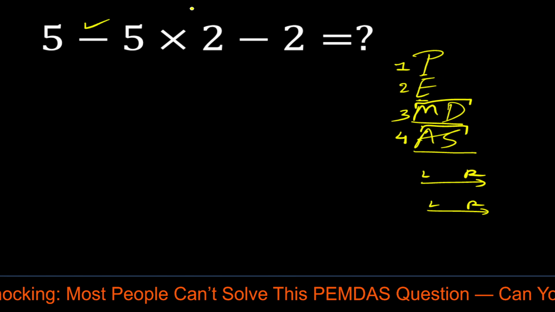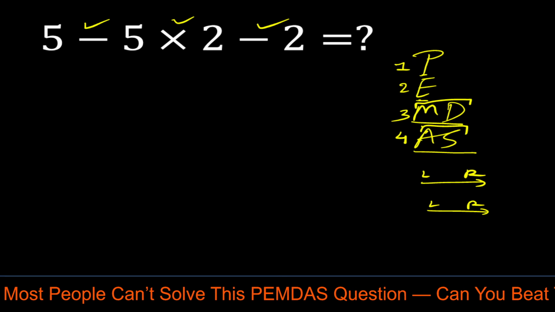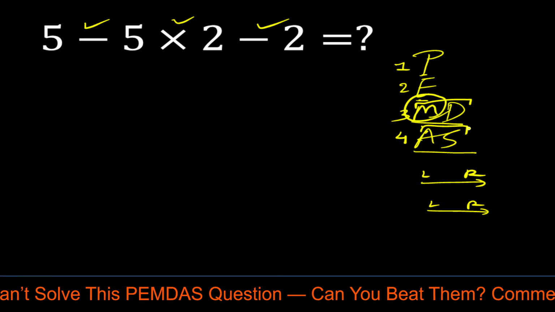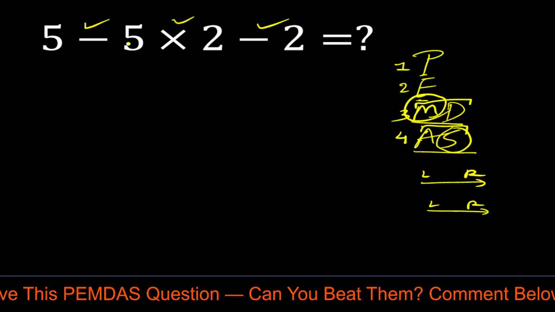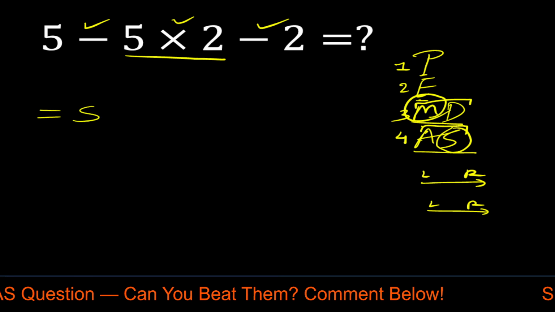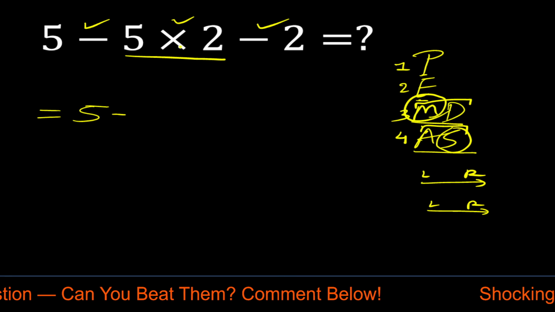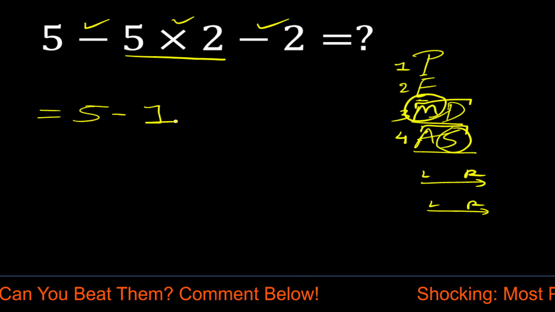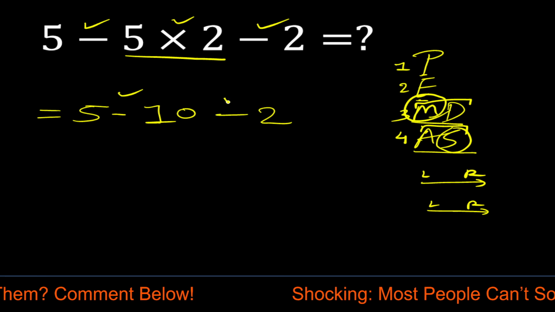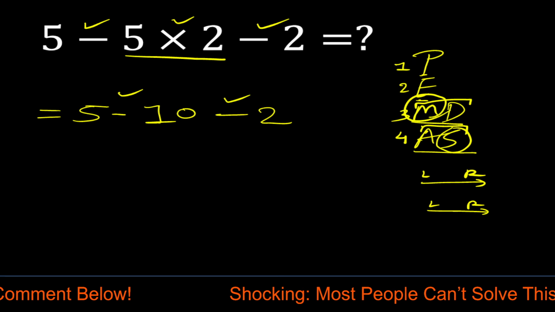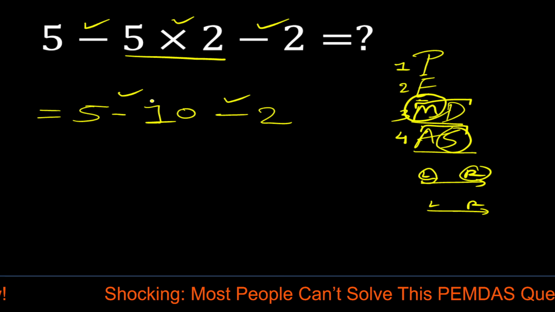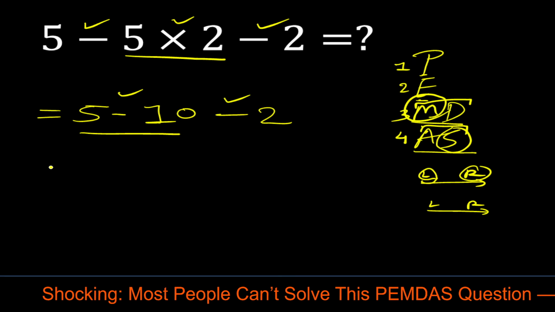So in this question, here we have subtraction, here multiplication, and here subtraction, right? So according to the PEMDAS rule, first we have to solve multiplication, then we have to solve subtraction, right? So first we have to solve this multiplication. So 5 minus, now solve this multiplication, 5 times 2 is equal to 10, minus 2. Now here we have subtraction and here subtraction, and both have equal priority, so we have to solve it from left to right. So first we have to solve this subtraction, right?